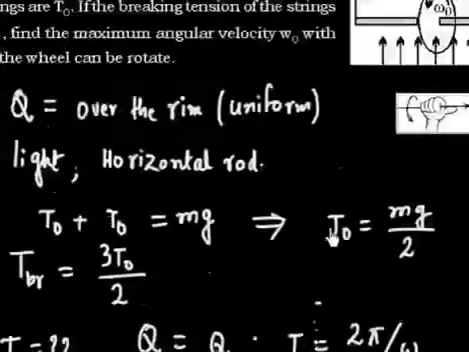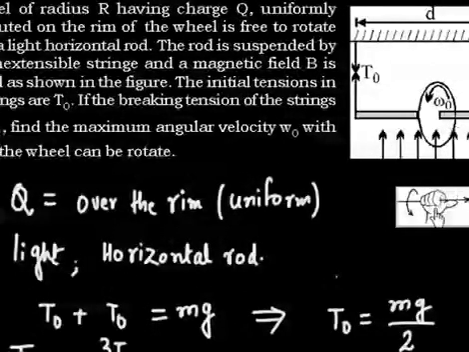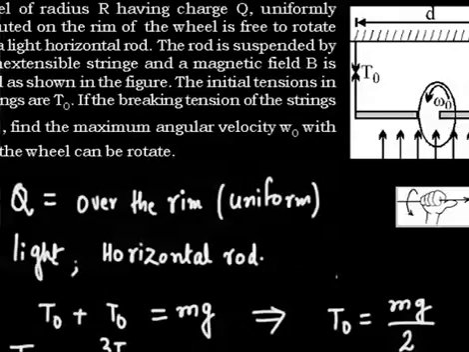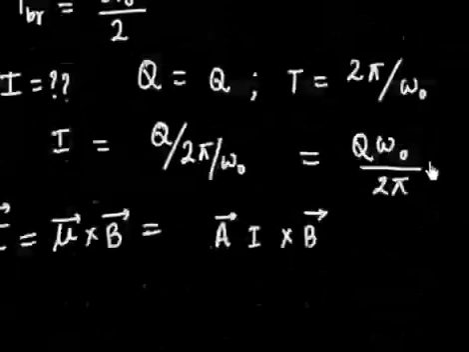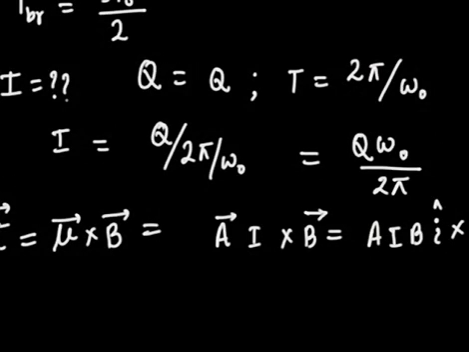So what is my area vector? If I follow the right handed thumb rule, this is the direction of current, so the curling goes in the direction of current, and this thumb will tell you the direction of the area vector. So the area vector is this side. Let us call this axis my x axis, and this axis my y axis, then this becomes my z axis. So the area vector is along the x axis, the i direction, and B is along the z direction. So this is i cross k.